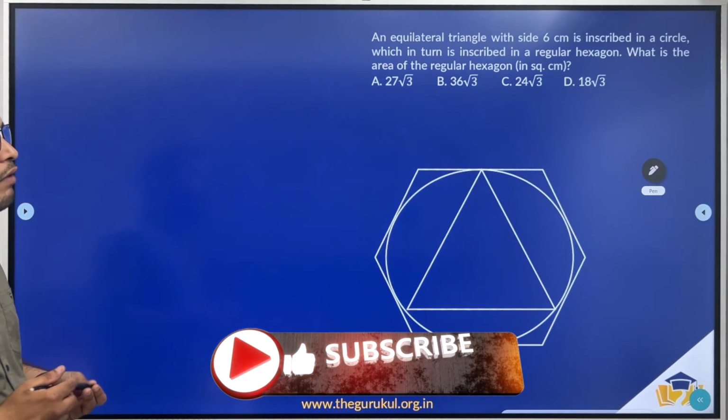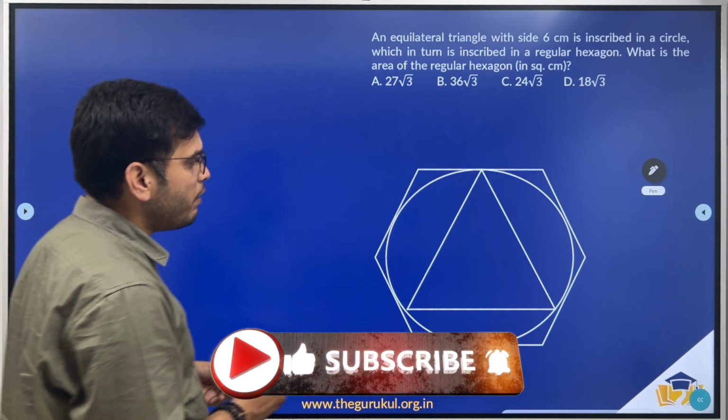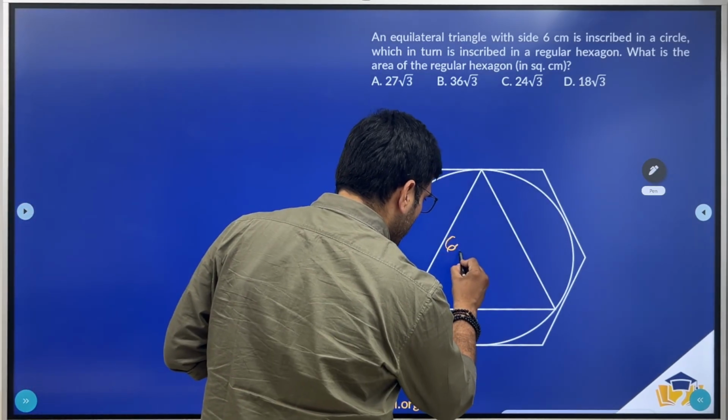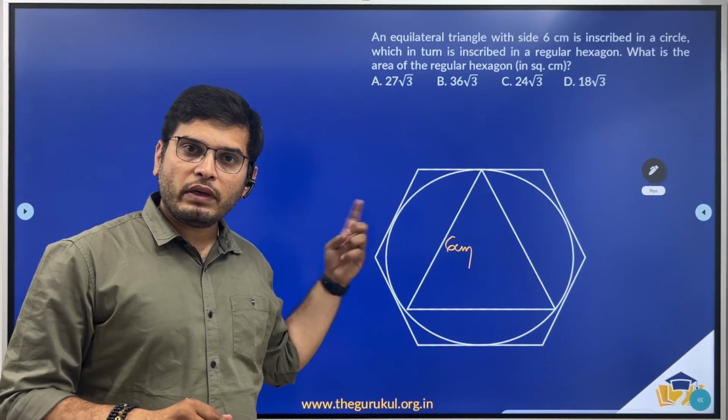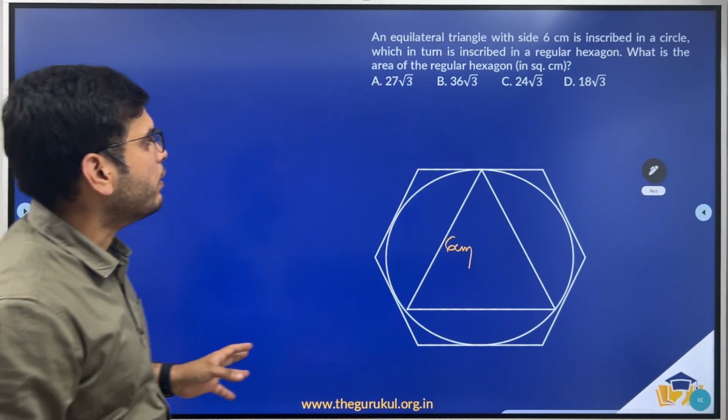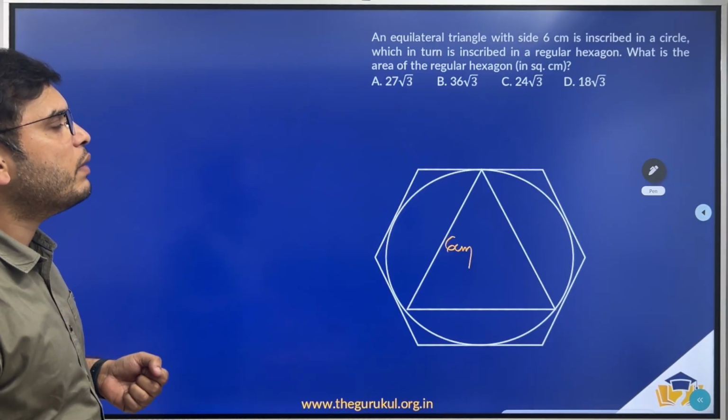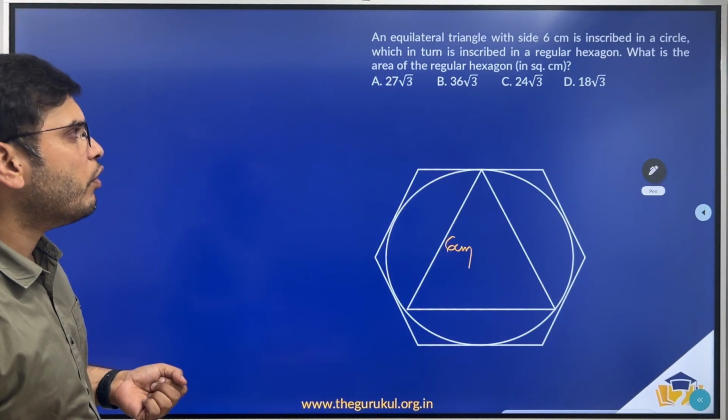An equilateral triangle with side 6 centimeters is inscribed in a circle. So this is 6 centimeters, right? And this circle is nothing but the circumcircle to that equilateral triangle. Now, which in turn is inscribed in a regular hexagon? What is the area of the regular hexagon?